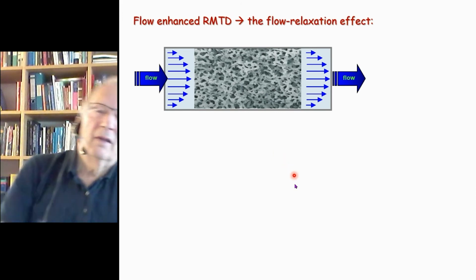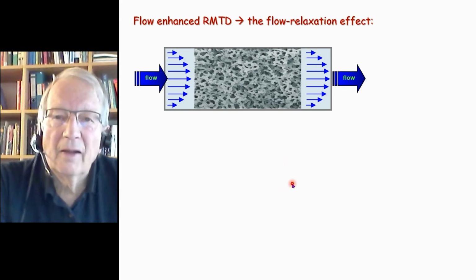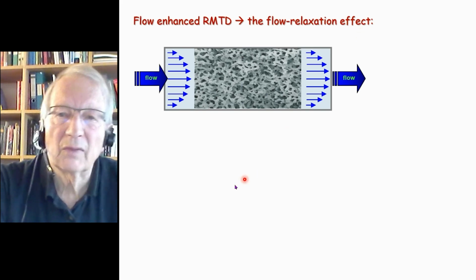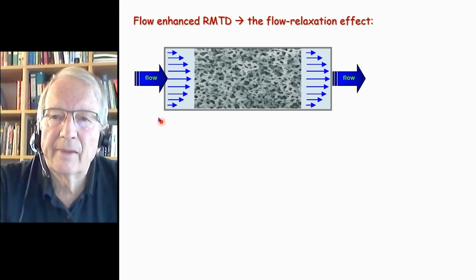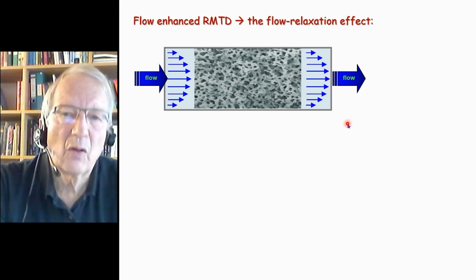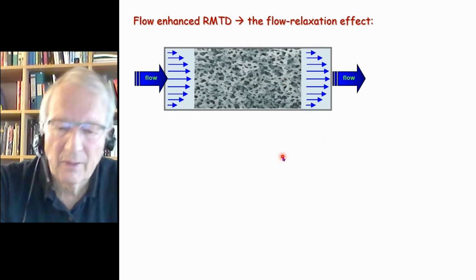Now let me describe one last example, which is related to this RMTD process, the flow relaxation process. One can superimpose hydrodynamic flow with ordinary Brownian motion. So we press some fluid through a porous medium.